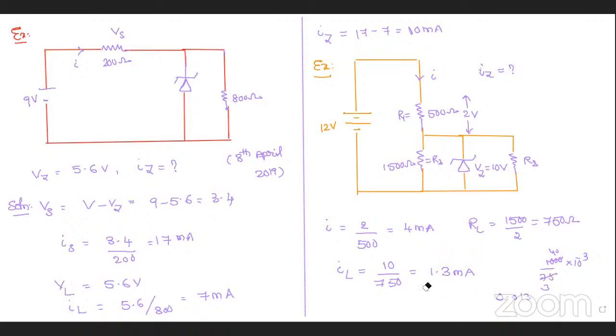At Zener breakdown, you have to get 13 milliamperes, IL, if it is so. Are you following? Yes, sir.